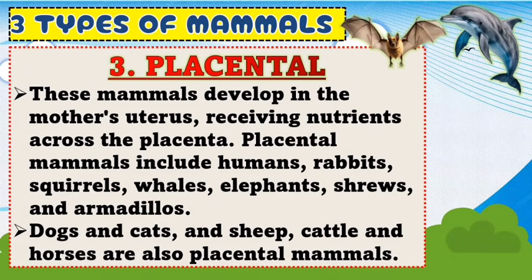Number 3 type of mammals is what you call placental. These mammals develop in the mother's uterus, receiving nutrients across the placenta. Placental mammals include humans, rabbits, squirrels, whales, elephants, shrews, and armadillos. Dogs and cats and sheep, cattle, and horses are also placental mammals.